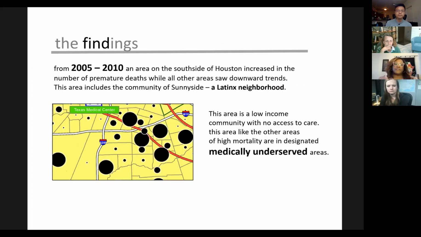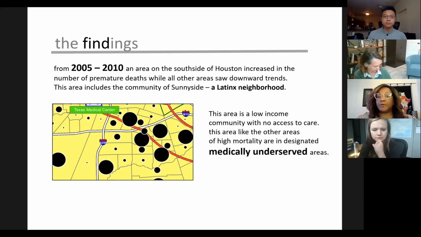Further, we found that from 2005 to 2010, an area on the south side of Houston increased in the number of premature deaths, while all other areas saw downward trends. This was particularly concerning to us because it might be explained by the downwind effect. This area includes the community of Sunnyside, which is a segregated Latinx neighborhood. This area is a low-income community with no access to care. And it has a high mortality and it's medically underserved.